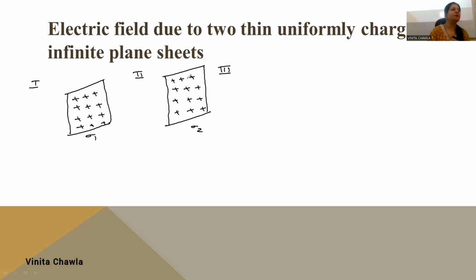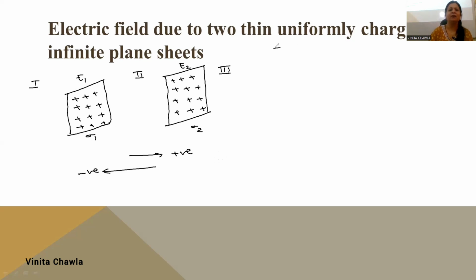So we'll take a sign convention here. Let's consider this direction as positive and this direction as negative. It is going towards the negative x-axis and it is going towards the positive x-axis. Accordingly, we have chosen the direction signs. Due to the first sheet, let the electric field intensity be E1, and the electric field intensity due to the second sheet be E2.